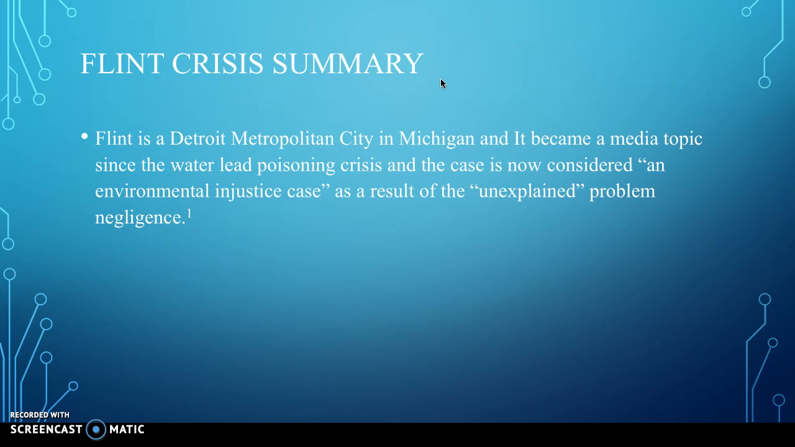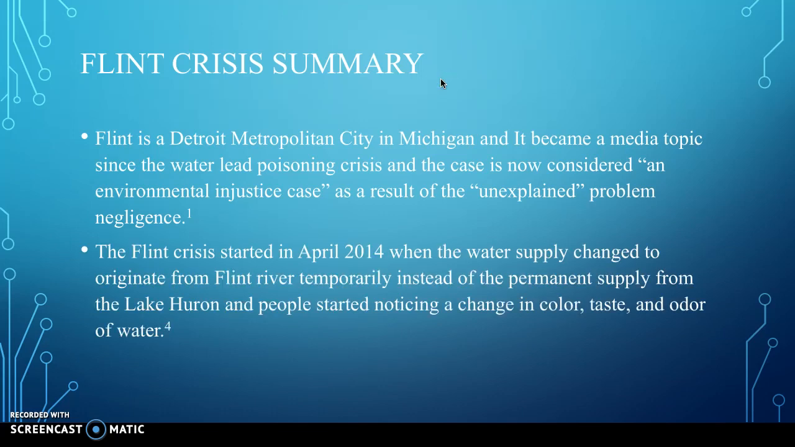What city is Flint? Flint is a Detroit metropolitan city in Michigan, and it became a media topic since the water lead poisoning crisis. The case is now considered an environmental injustice case as a result of unexplained negligence. As we can see later on, nearly half of the people are African Americans, and that's a case of environmental injustice.